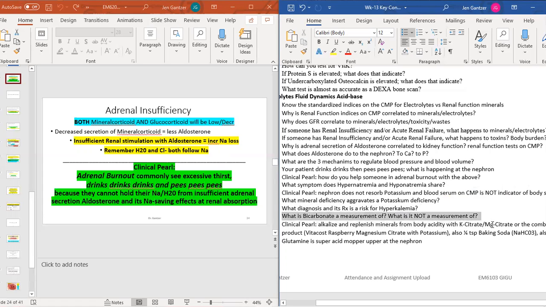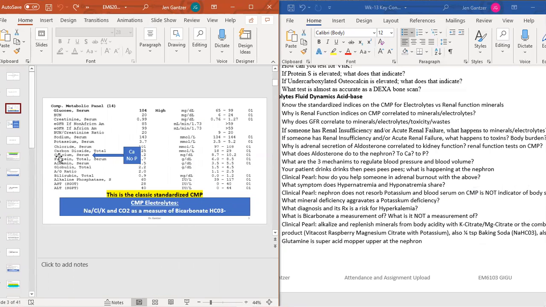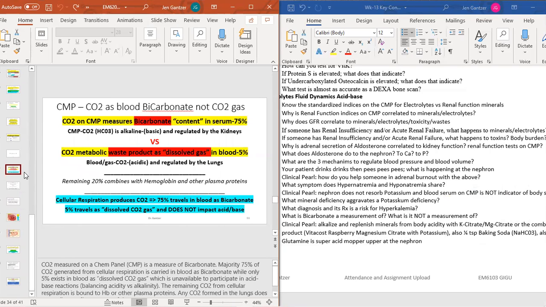Okay, so getting into acid base. We need to remember that on the CMP, when you look at the carbon dioxide, the carbon dioxide on a standardized CMP is not the gaseous carbon dioxide. It is actually bicarbonate. Bicarbonate is a negative anion.